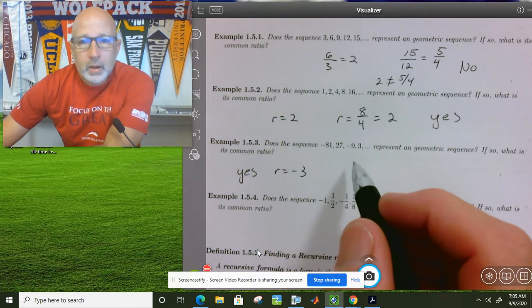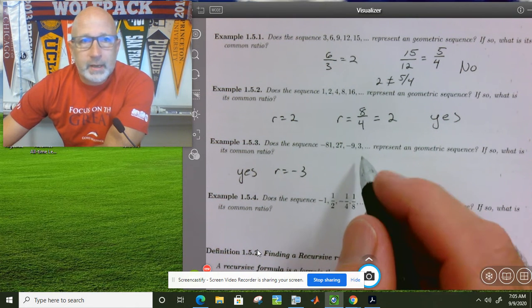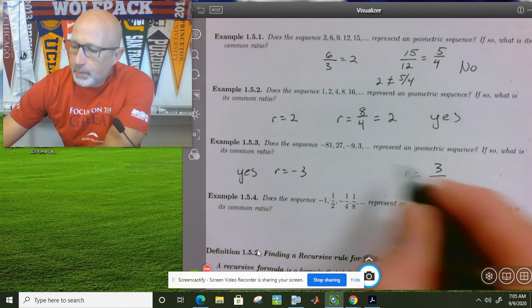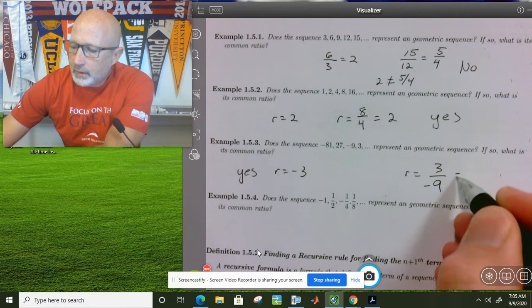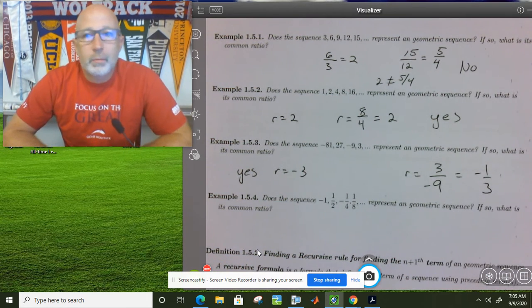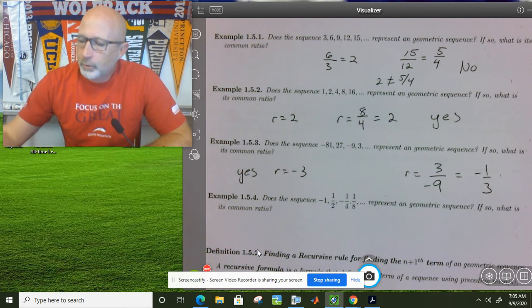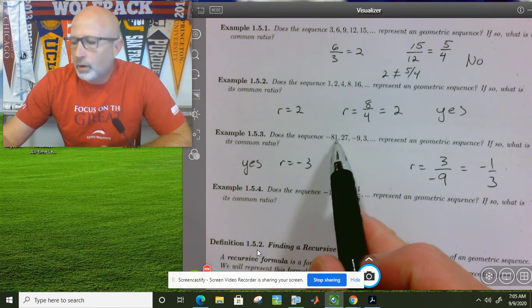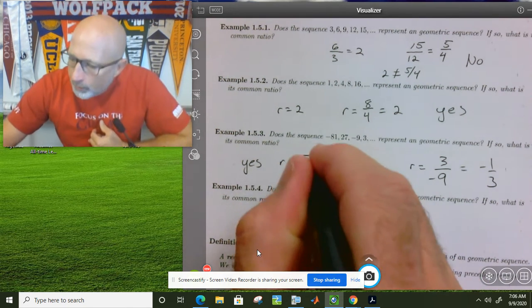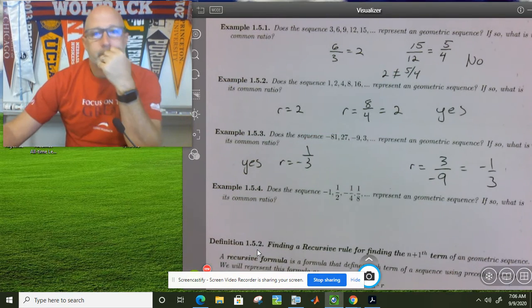Let's take a look. Once again, you can find it by taking any term in the sequence. I'm going to take 3 and divide it by the prior one, which is negative 9. So it's negative 1/3. The definition of geometric is that you're multiplying by that value every time along the way. If I was multiplying by negative 3, the absolute values would get bigger and bigger, but they're getting smaller. The common ratio is actually negative 1/3.